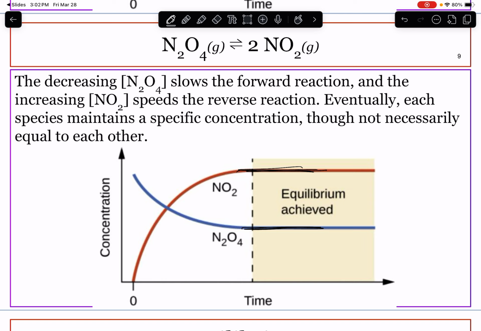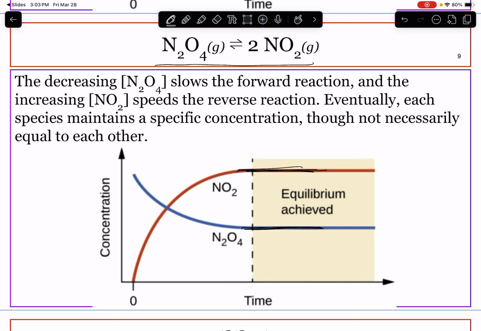Eventually, each species maintains a specific concentration, that set amount right here and here, though not necessarily equal to each other. So nature pushes each chemical reaction to equilibrium. And each different chemical reaction, here's just one of the examples we've been looking at, has a different ratio of products to reactants that exist at equilibrium.